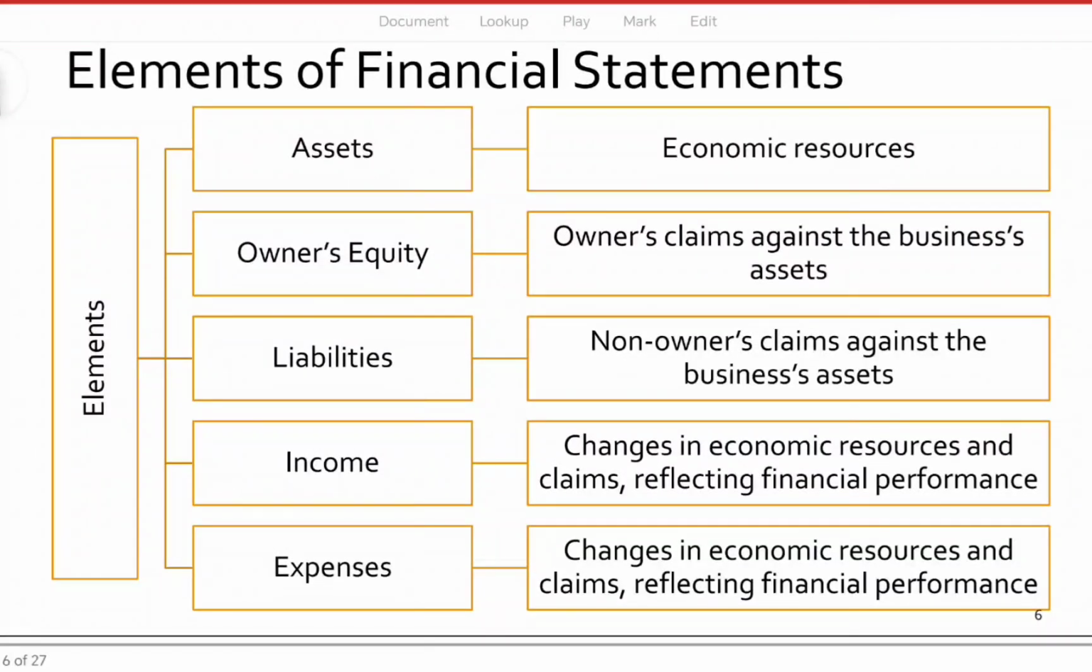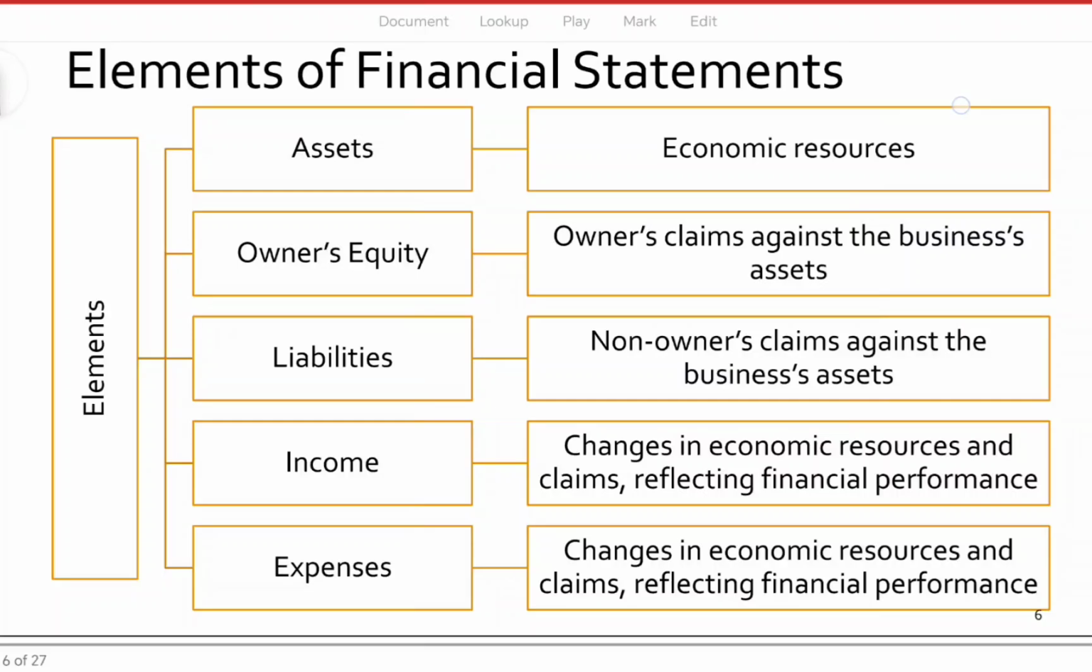In summary, there are 5 elements of the financial statements, which are asset, owner's equity, liabilities, income, and expenses. Asset is simply defined as economic resources. Owner's equity represents the owner's claims against the business asset, while the liabilities represent the non-owner's claim against the business asset.